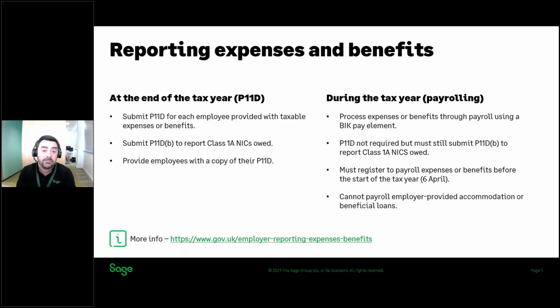But in order to payroll, you must have registered with HMRC to payroll your benefits by the start of the tax year, so before the 6th of April. So if you have not registered to payroll, you need to do a P11D for the expenses for this tax year. And that's something you'll be doing this time next year. Now, it's worth mentioning that you cannot payroll employer provided accommodation or beneficial loans. So those types of benefits always need to be done via the P11D process.